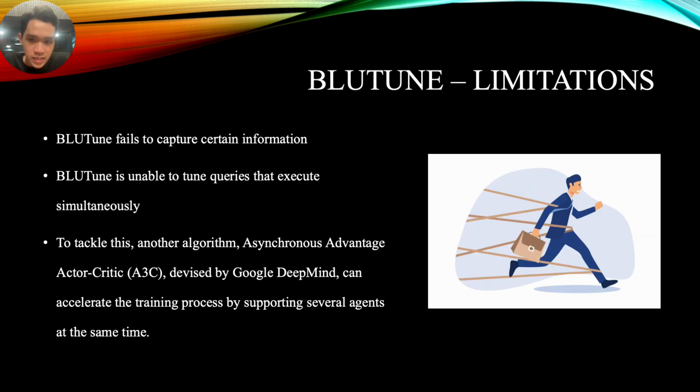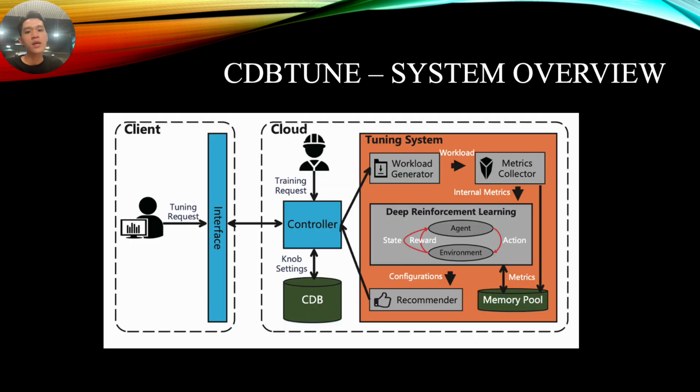But it does have some limitations. First, it fails to capture certain information, for example, the structure of table joins or the query execution plan, which is really useful for strengthening the RL agents. And second, it is unable to tune queries that execute simultaneously. But thankfully, Google DeepMind devised another algorithm called asynchronous advantage actor critic, which can accelerate the training process by supporting several agents concurrently. So the next system I will introduce is the CDB tool.